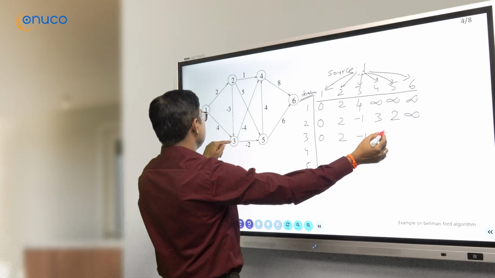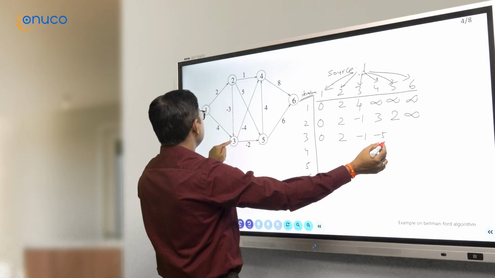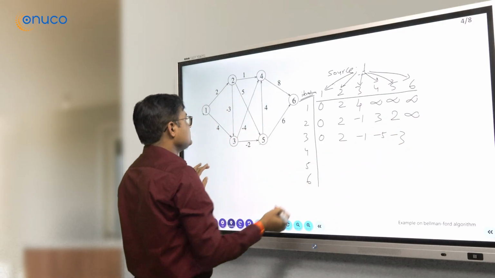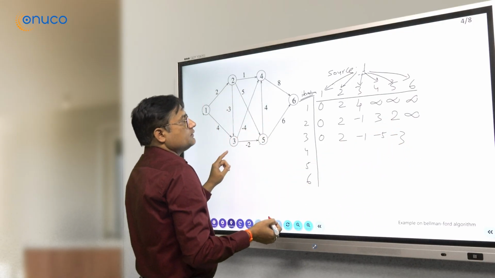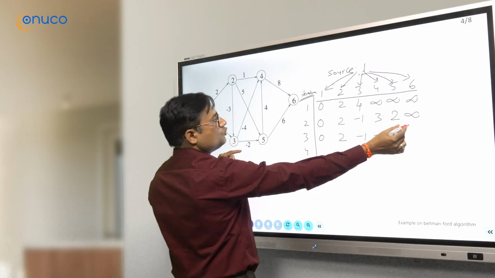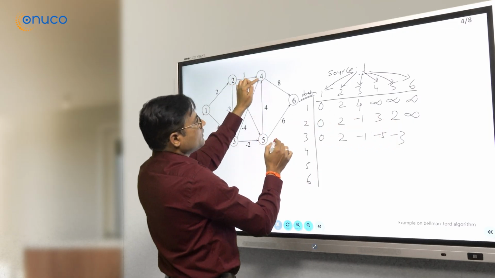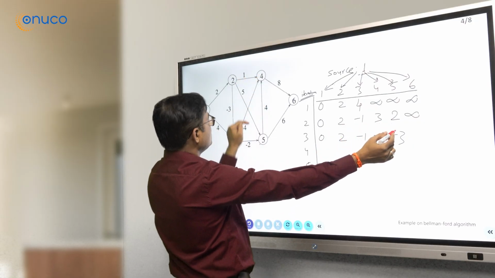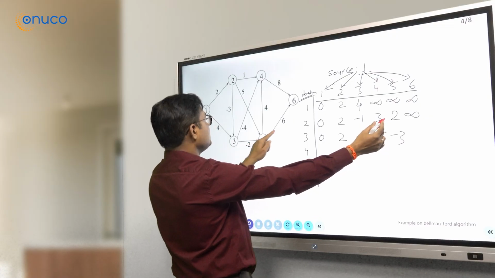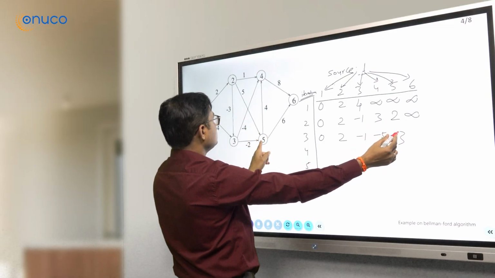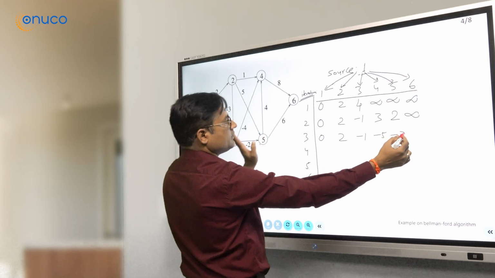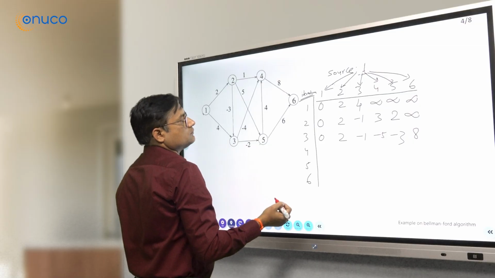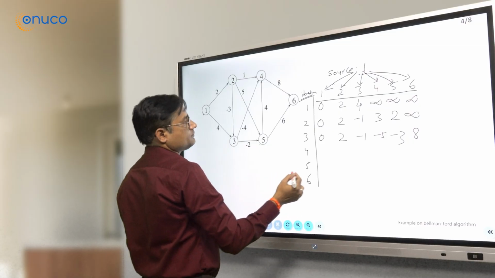Similarly, 1 to 5 is minus 1 minus 2, which becomes minus 3, because it is lesser than 2, minus 3. Since in these iterations we have 3 and 2 to 6, from this side 1 to 4 is 3 plus 8 is 11. This side we have 2 plus 6 is 8. Till here 2 plus 6 is 8. Now, let us see the next iterations.